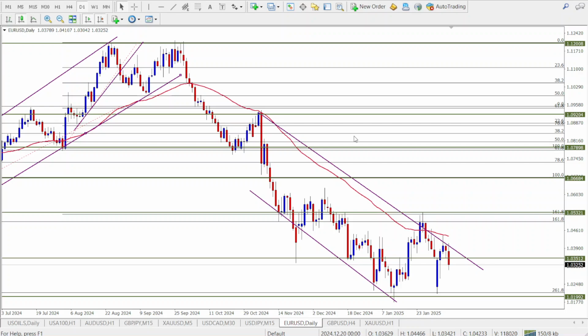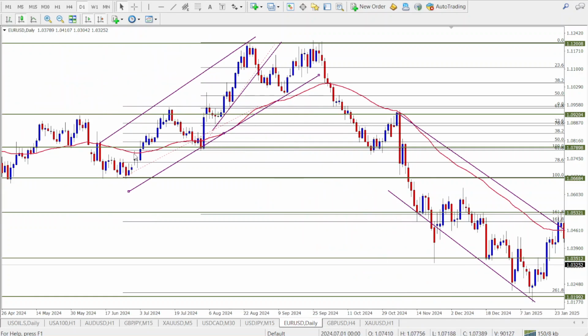Now, we're also going to talk about some common mistakes to avoid when using this strategy. The first is ignoring the trend. Always trade in the direction of the dominant trend. In a sell trend, look for sell opportunities. In a buy trend, look for buy opportunities. Unless there is a strong reversal confirmation.